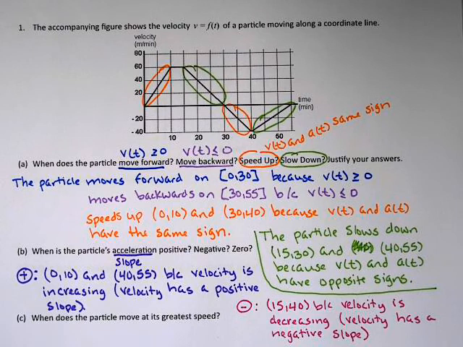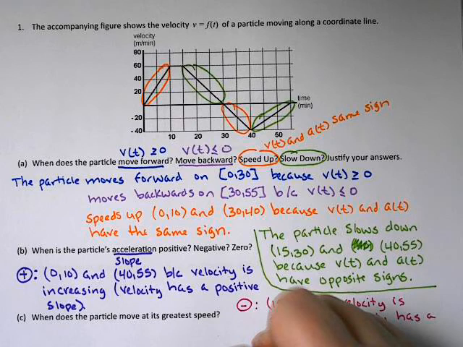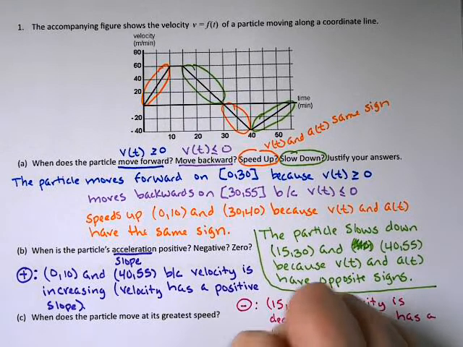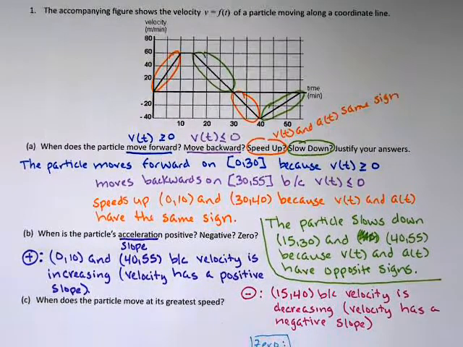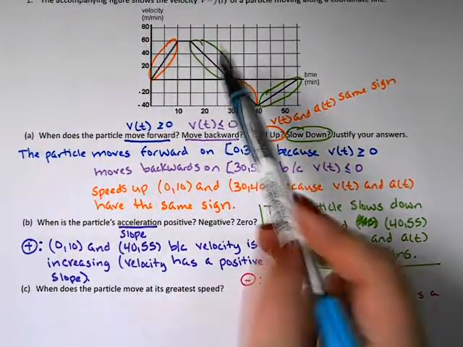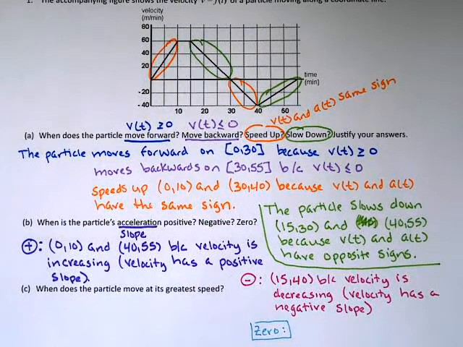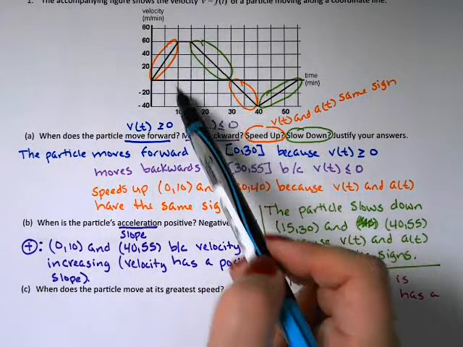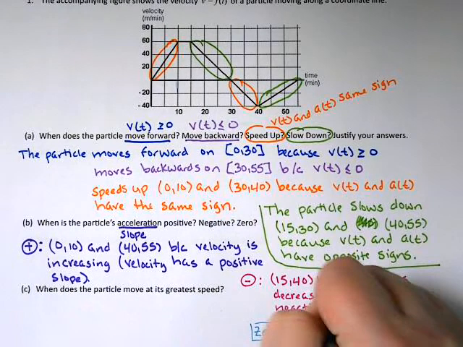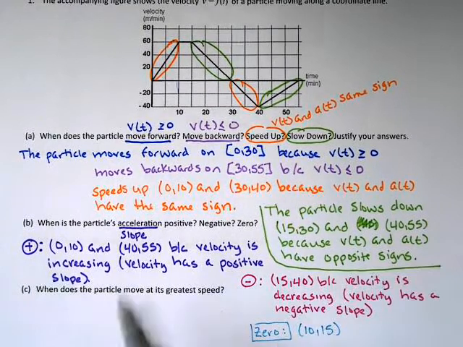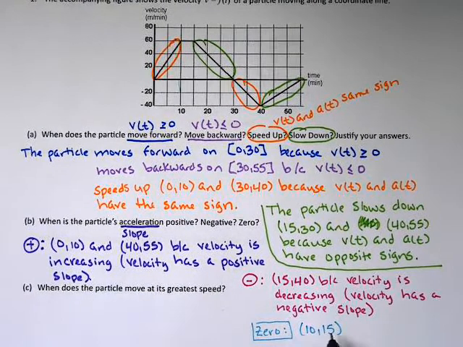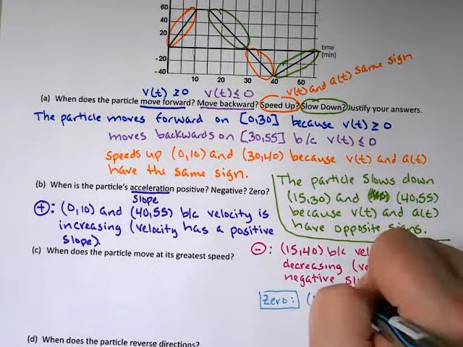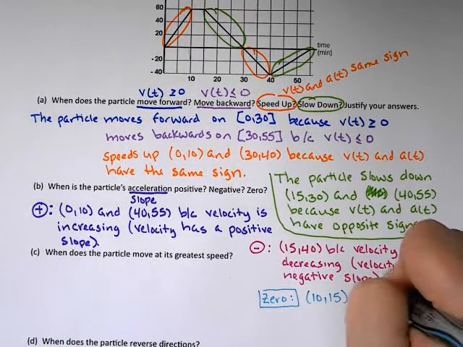And then let's see. Now we want to do where it is 0. If I want to know when the acceleration is 0, it means that I want the velocity to not be changing, right? So I want to know where it is constant, where the slope is 0. That's going to be from 10 to 15. So the acceleration is 0 on the interval from 10 to 15 because velocity is constant.